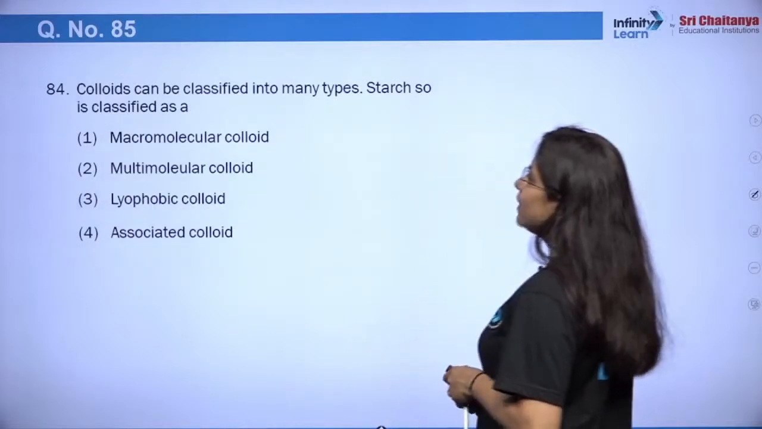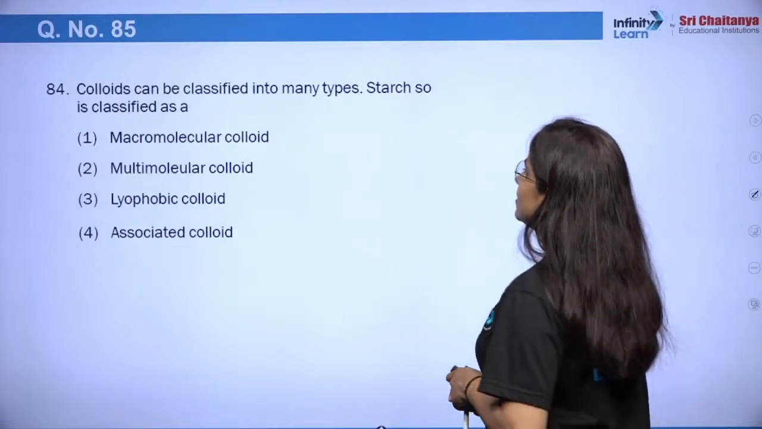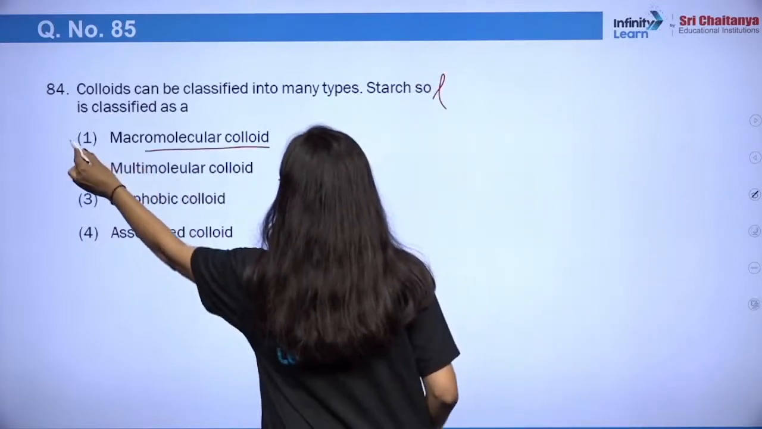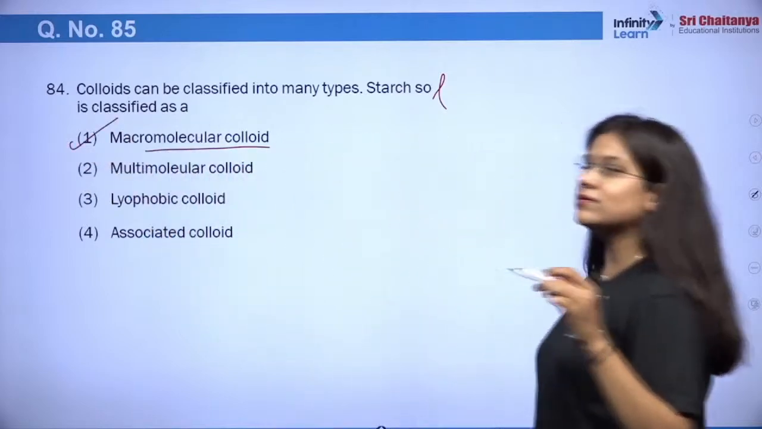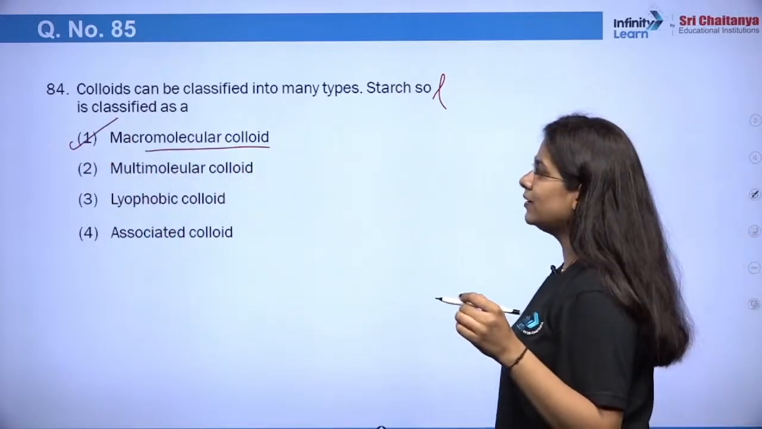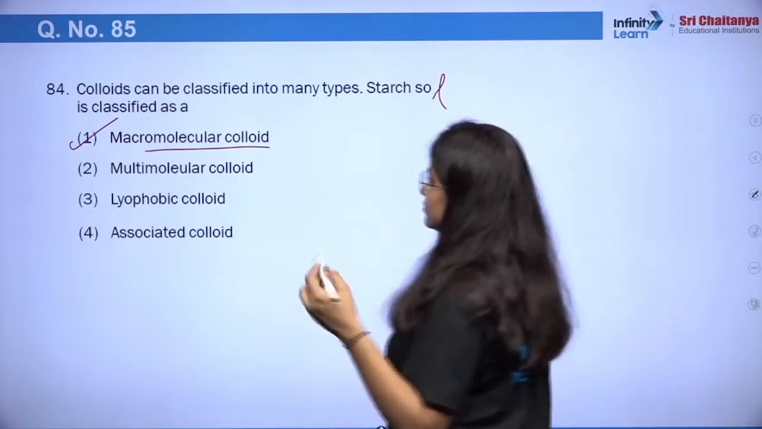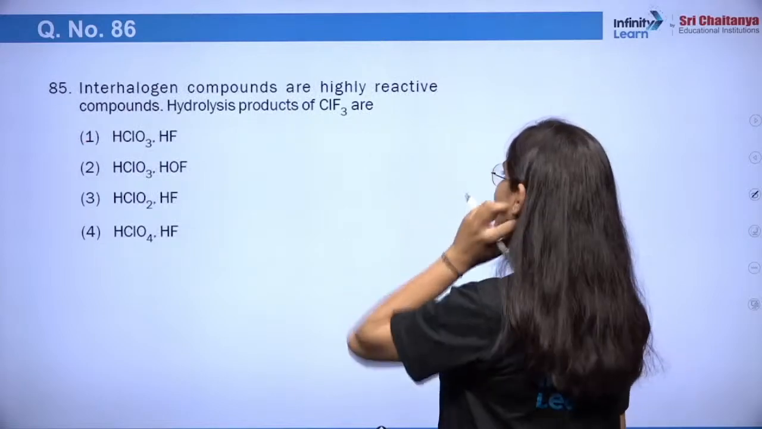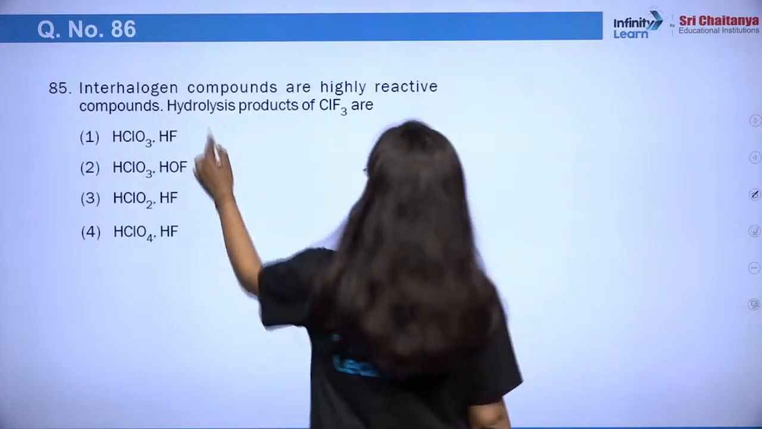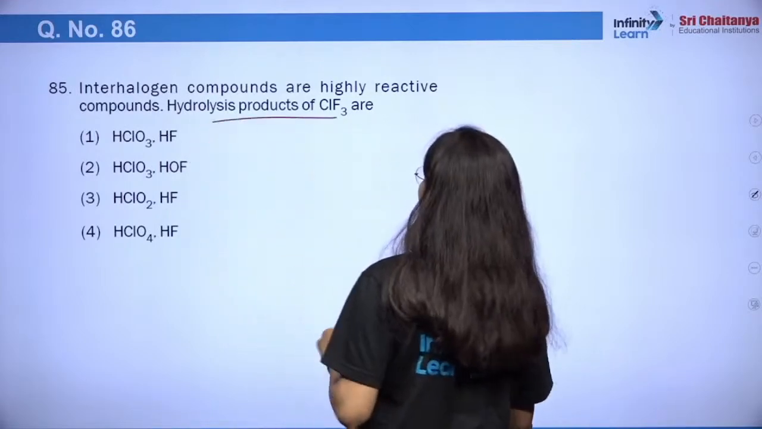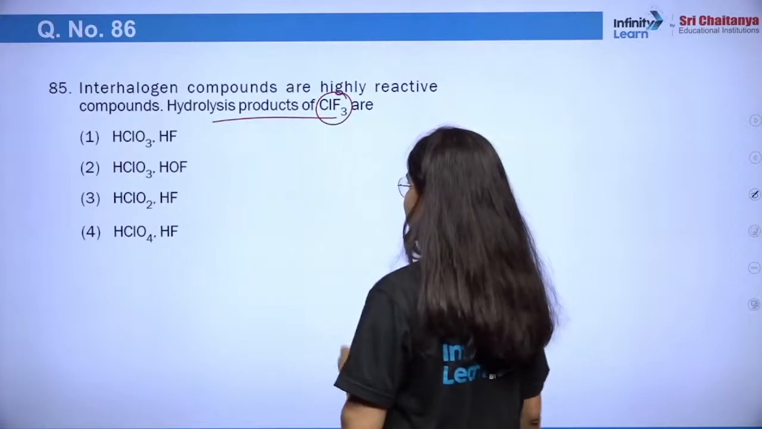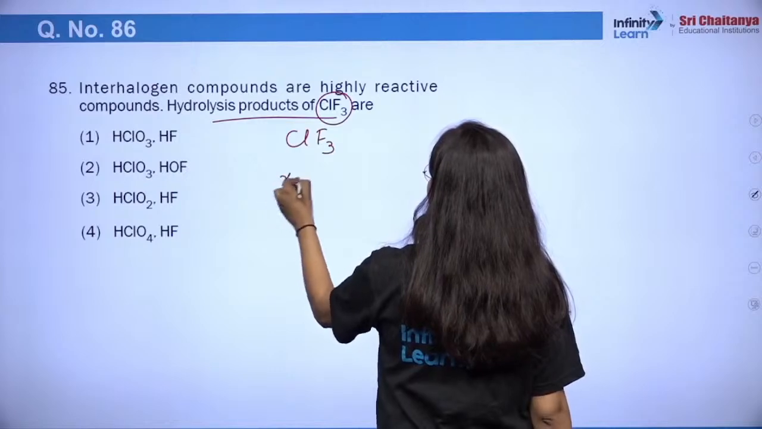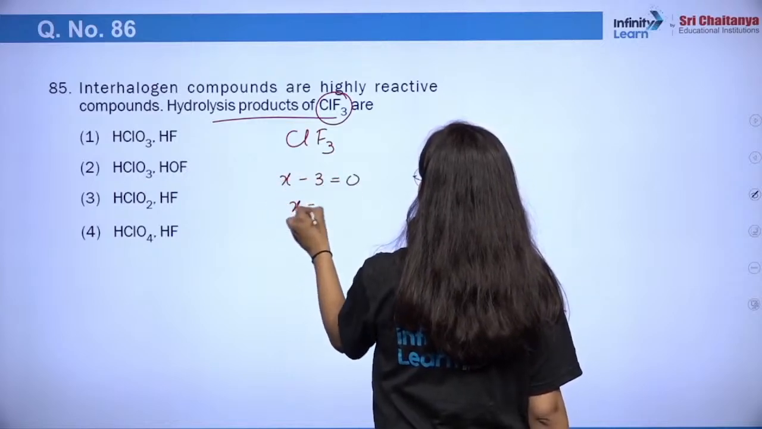Next, colloids can be classified into many types. Starch sol is classified as a macromolecular colloid. So this is a question on which topic? This is a question on surface chemistry, macromolecular colloid. Interhalogen compounds are highly reactive. Hydrolysis products of ClF3 are. Remember, on hydrolysis, the oxidation state will not change. So first I'll find the oxidation state of chlorine here. X minus 3 is equal to 0. So X will be plus 3.